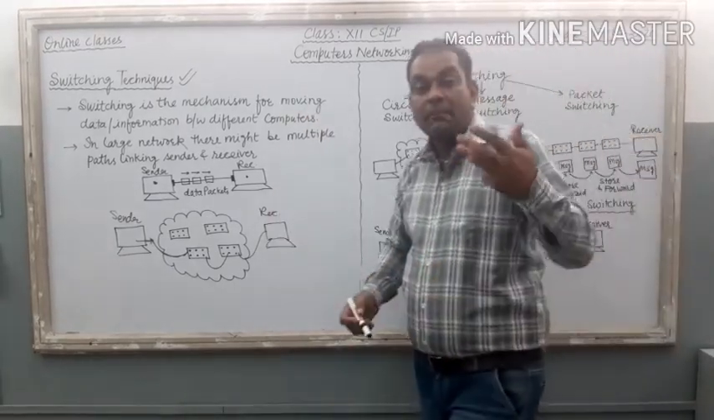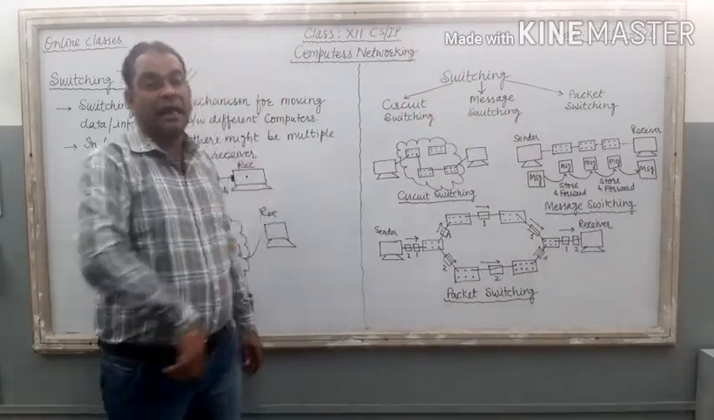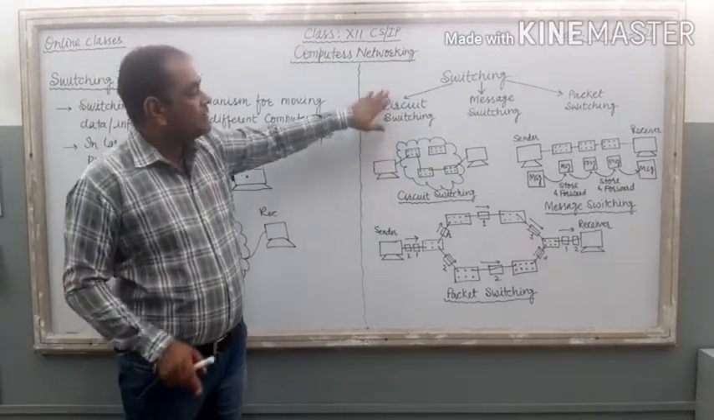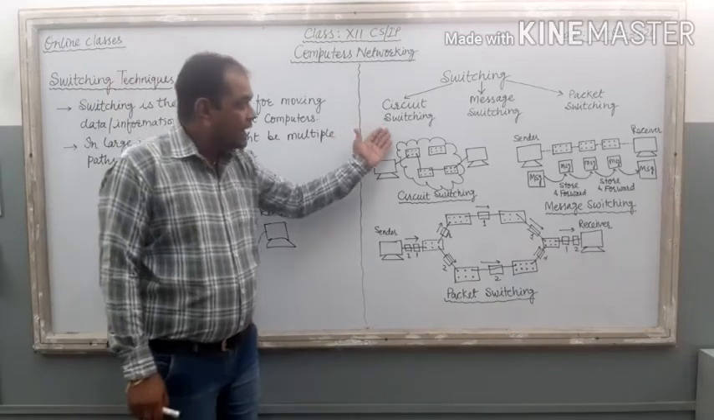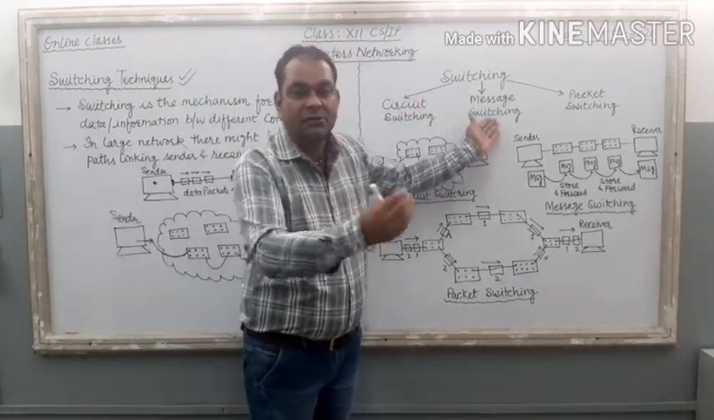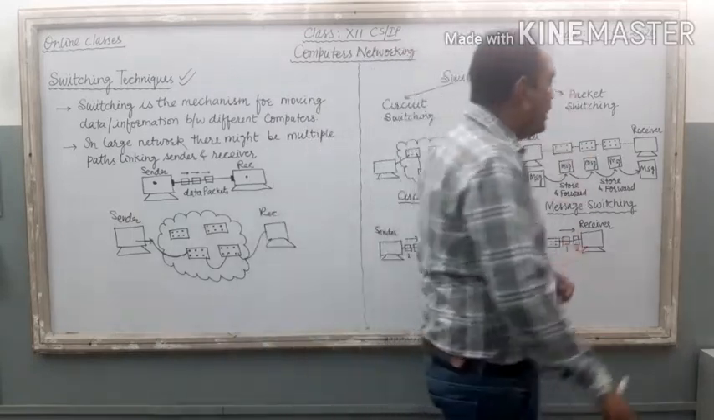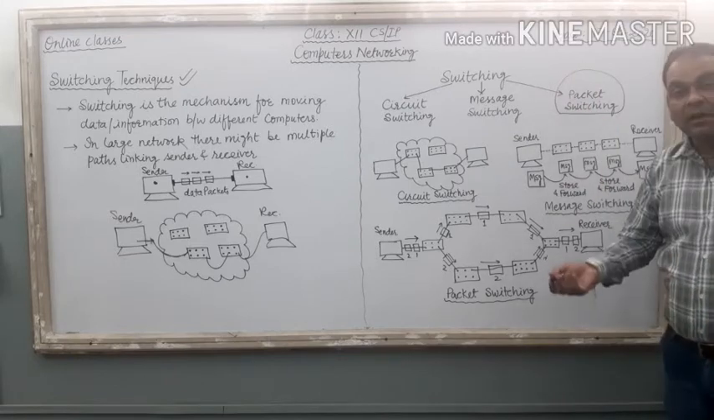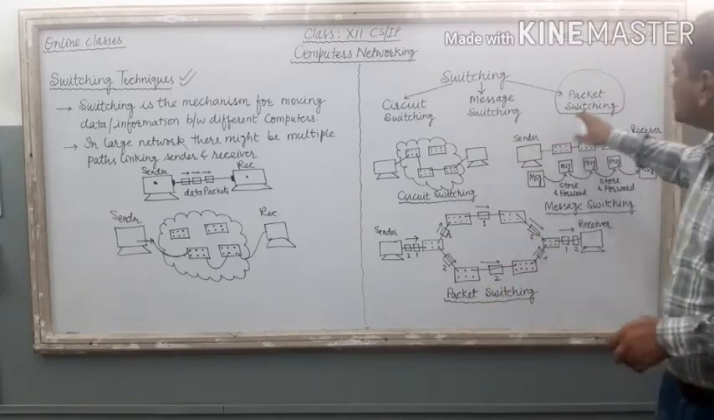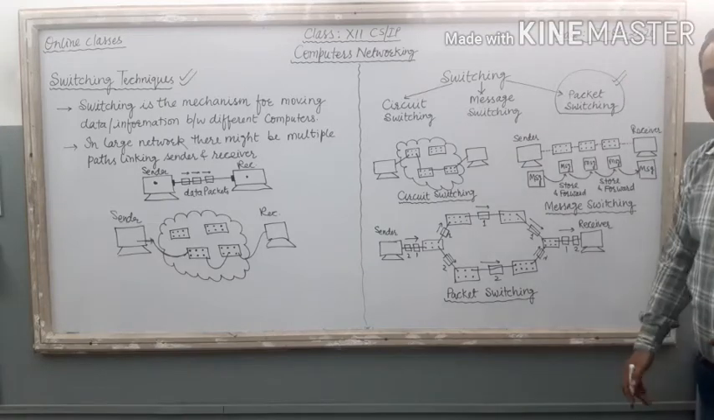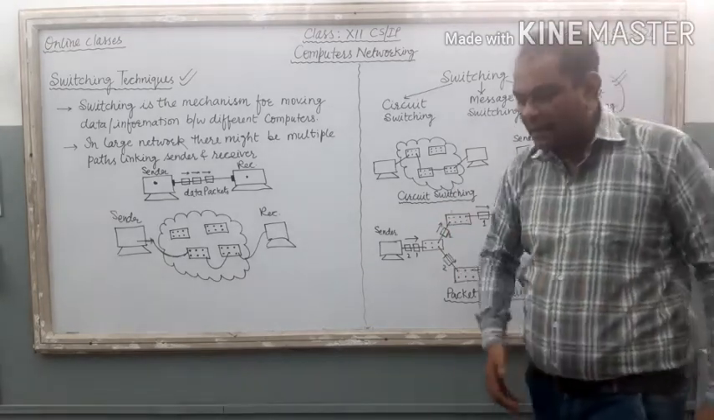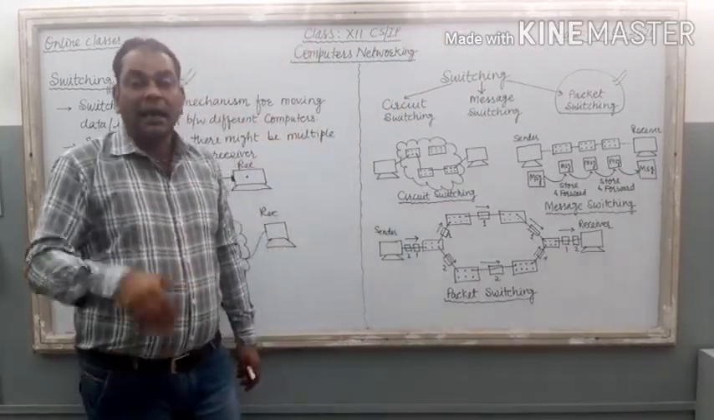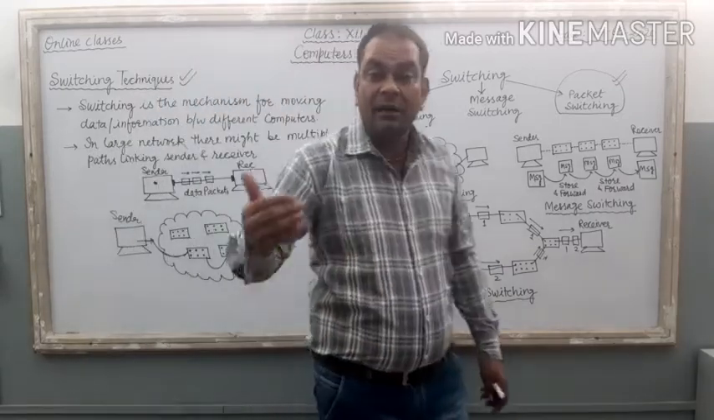Now, three different types of switching techniques are there in our computer networking concept. The oldest one is known as the circuit switching technique. The next one is known as the message switching technique, and the latest one is known as the packet switching technique. Our computer networks nowadays use packet switching. The most important thing is that all these three techniques are still available in different areas, in different aspects.